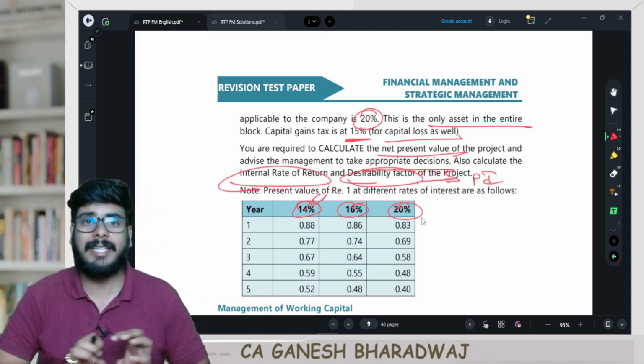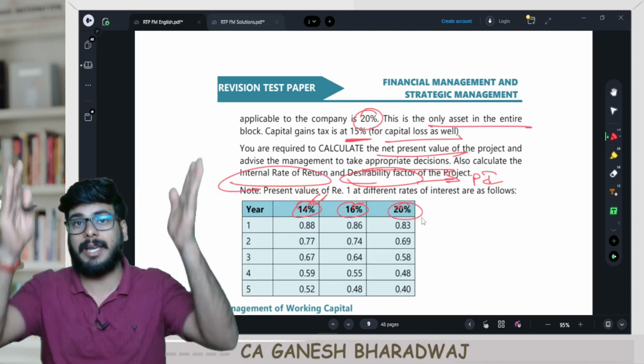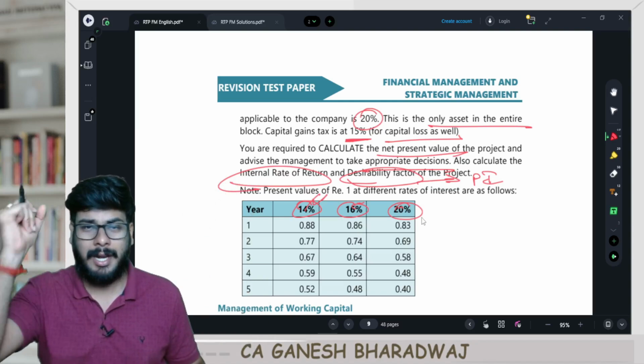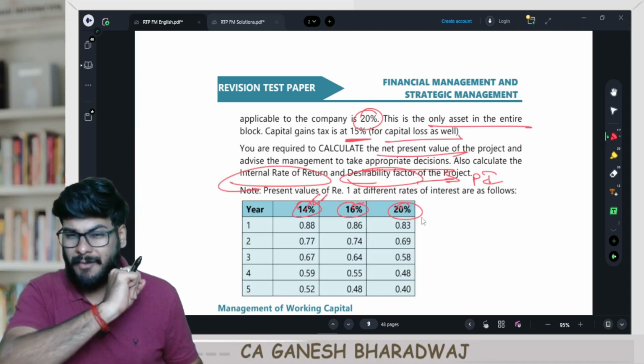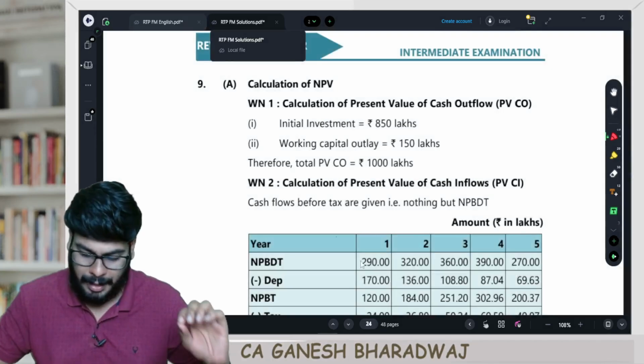Very simple, guys. They have literally given everything, fairly a small question, and do not make mistake in calculating your WDV values and all, right? I will just quickly walk you through the solution. Very, very simple, guys, but make sure you're not making some silly mistakes, right, with respect to calculation.